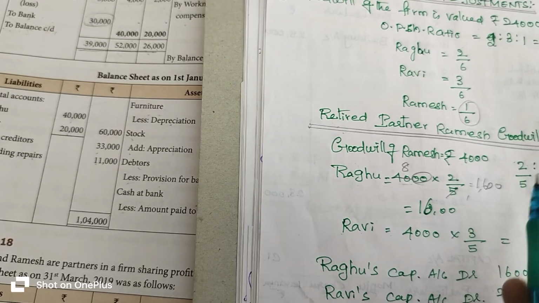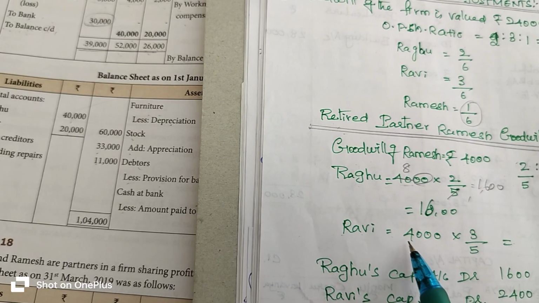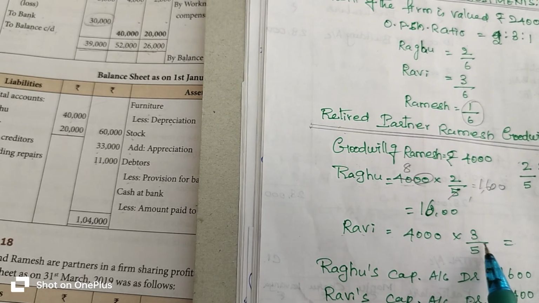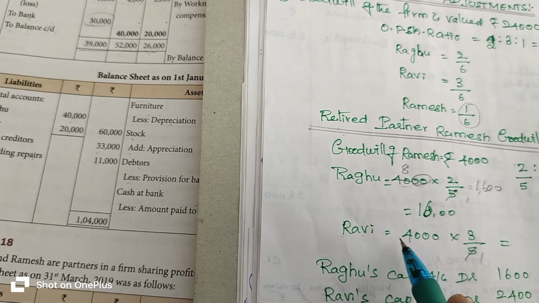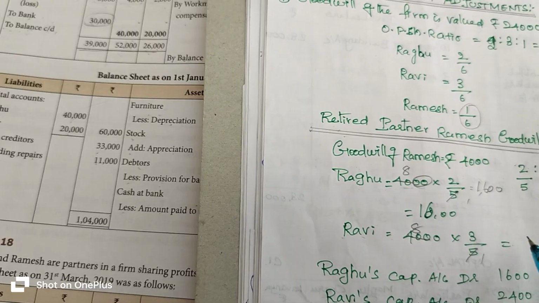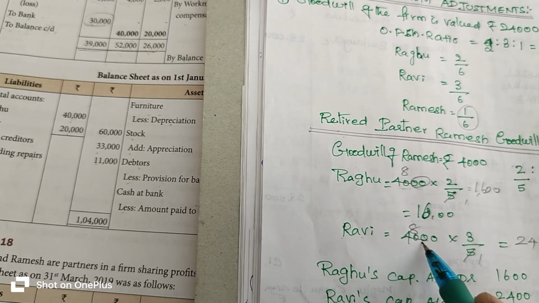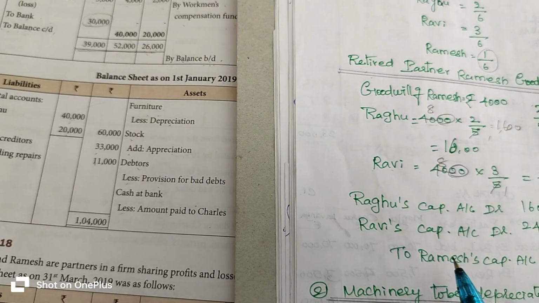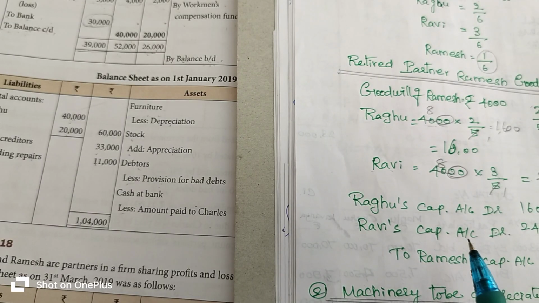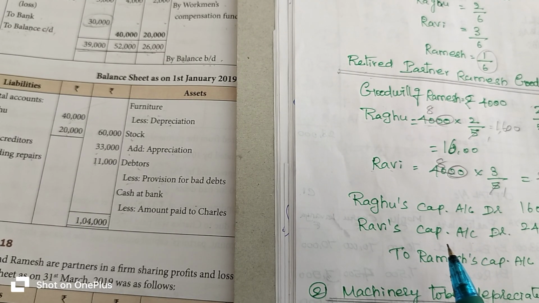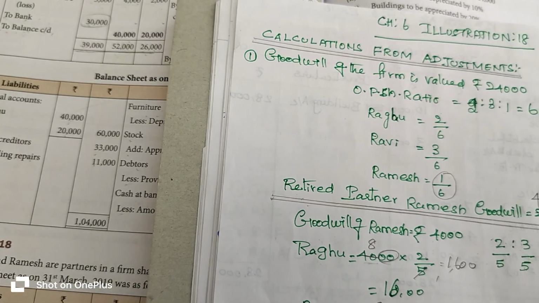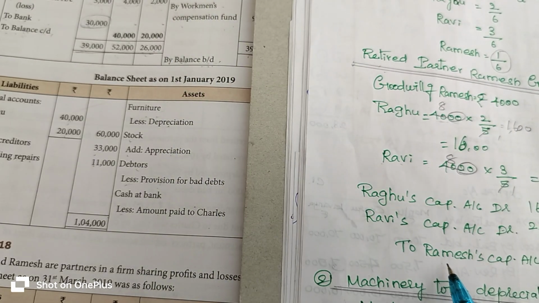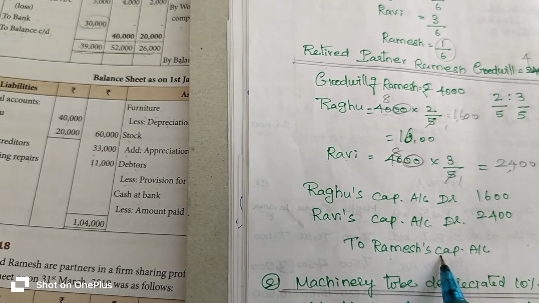Then come to the continuing partner Ravi. So retiring partner Ramesh transfers his goodwill to the continuing partner Ravi with his new profit sharing ratio, that is 3/5. 1/5 is 5, 8 5s are 40, 3 8s are 24, 2 zeros to be added, 2,400 rupees. So Ramesh's goodwill is transferred to Raghu's capital account and Ravi's capital account. The 4,000 rupees is credited to Ramesh's capital account.